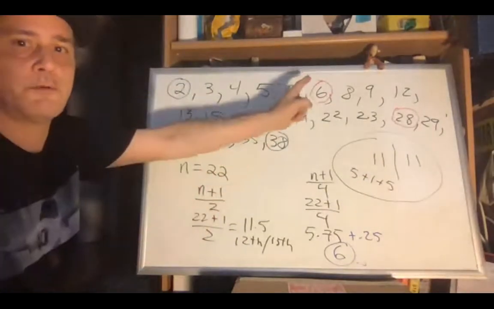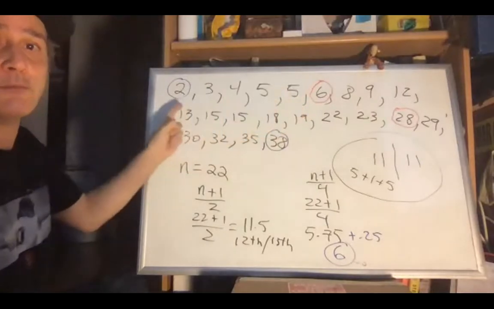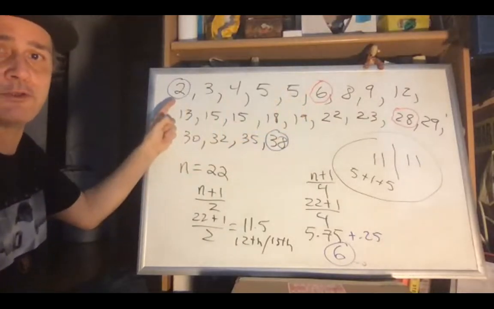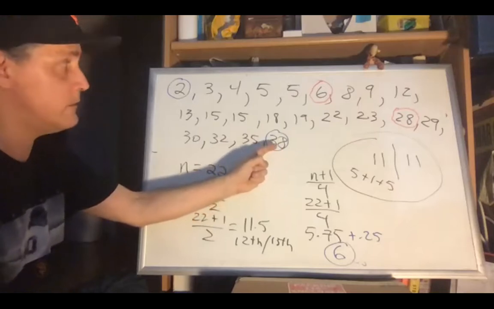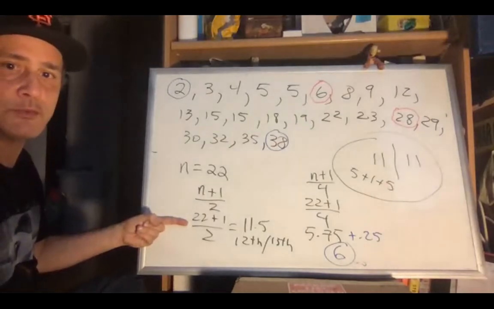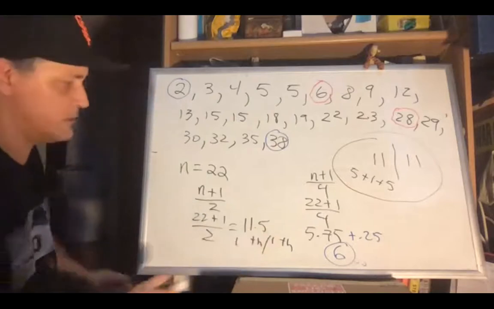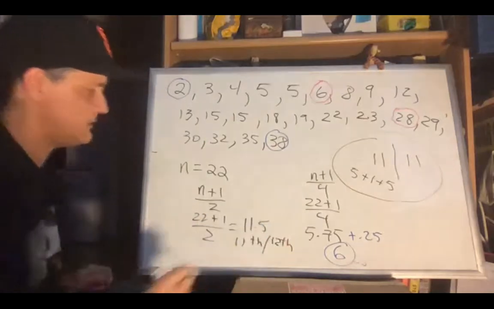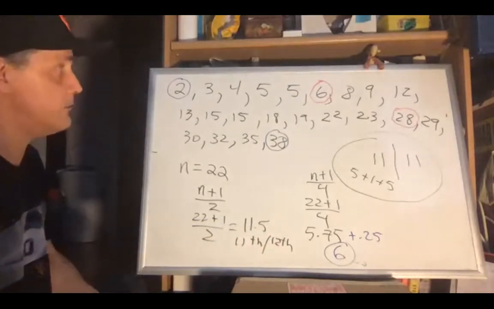5, 6, 28. Okay, so the upper quartile is 28, the lower quartile is 6, the minimum, the lower extreme is 2, the maximum, the upper extreme is 38. Right, now we've got to get the median. So we know we're in between the 11th and 12th number, so 11.5.